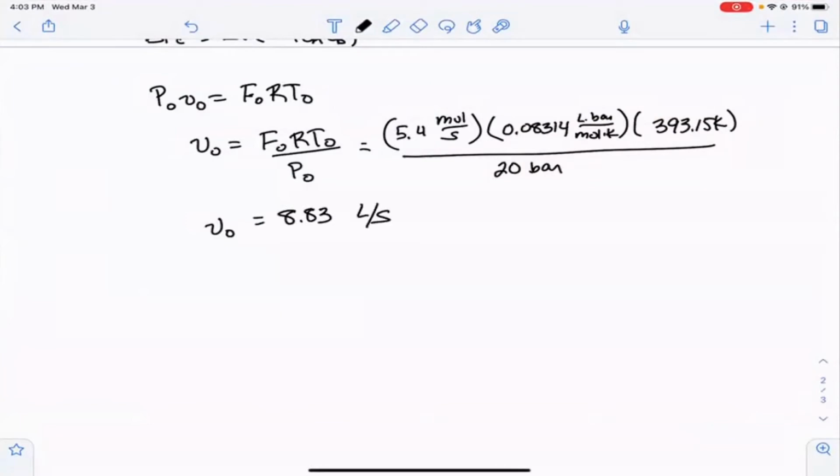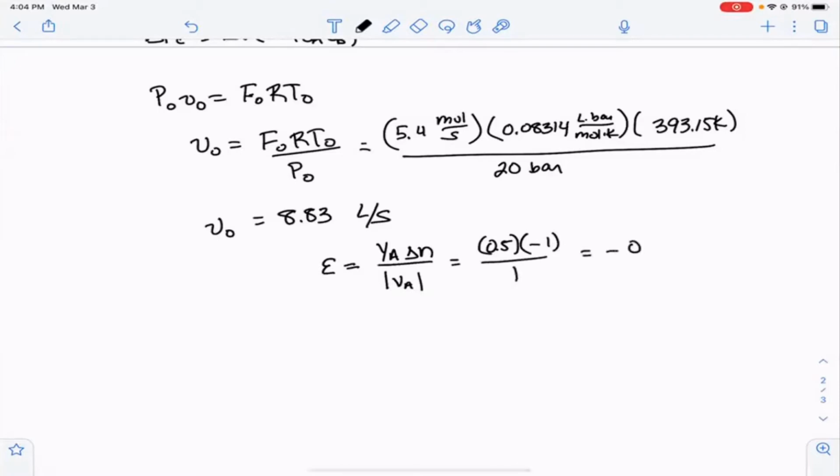Now, the next thing that we can do is to calculate the value for epsilon. Remember, epsilon is equal to the mole fraction of A times the change in the number of moles in the reaction divided by the absolute value of the stoichiometric coefficient for A in the reaction. So of course, this is 0.5. We're told it was equimolar A and B. Delta N is minus 1, right? A plus B goes to C, so it's 1 minus 2. So epsilon is minus 0.5. And that's something that we also saw in the Excel file previously.